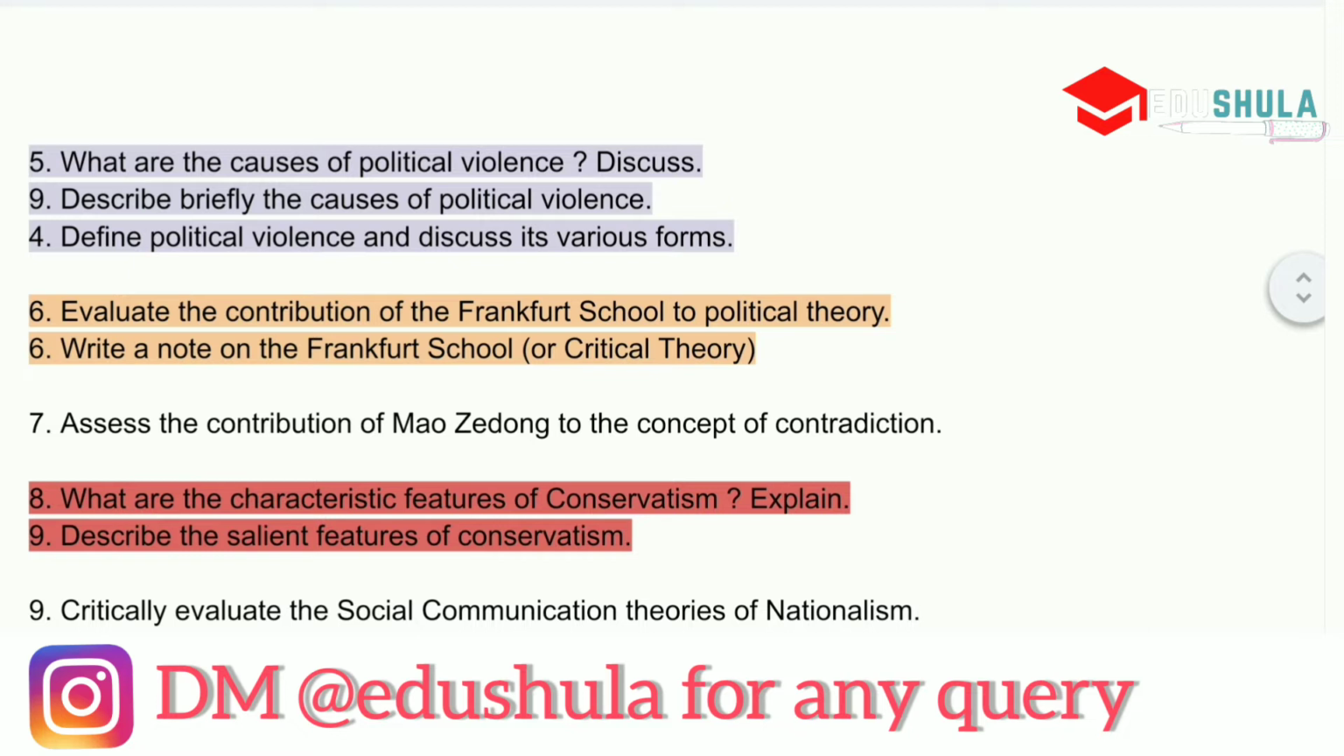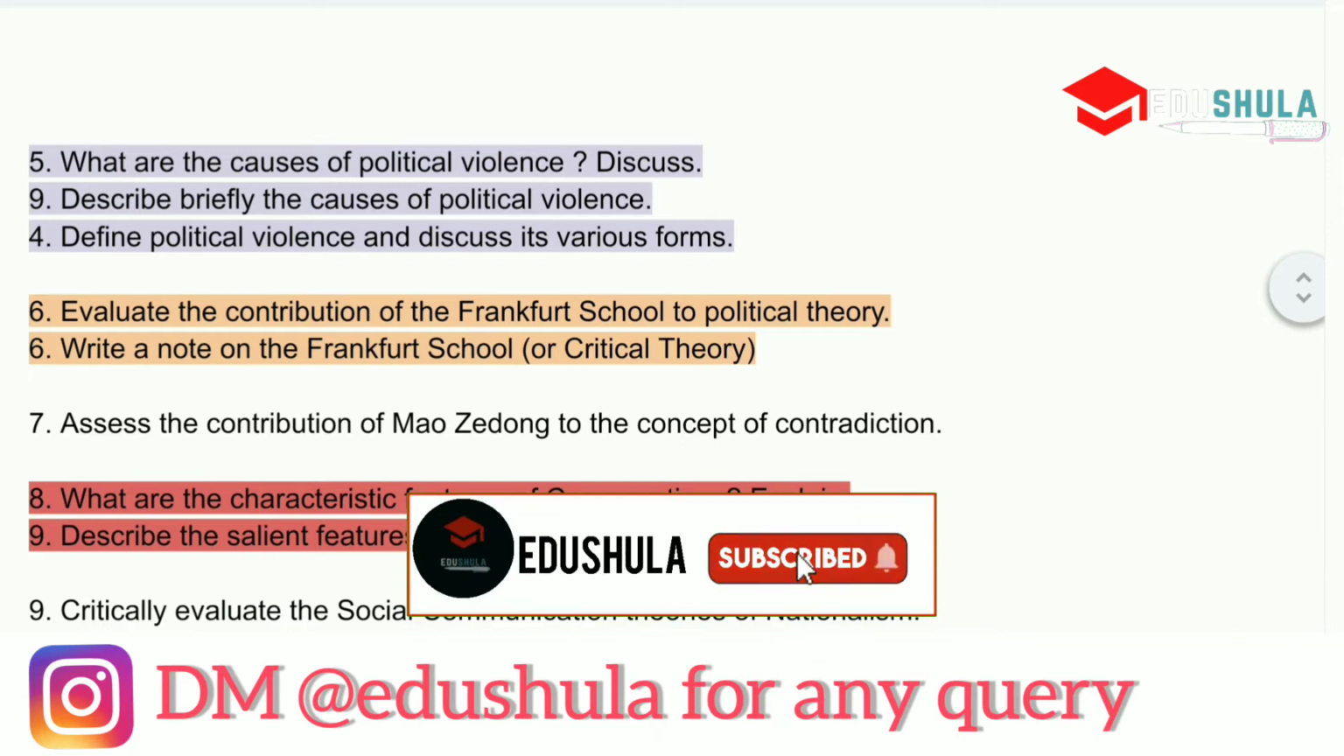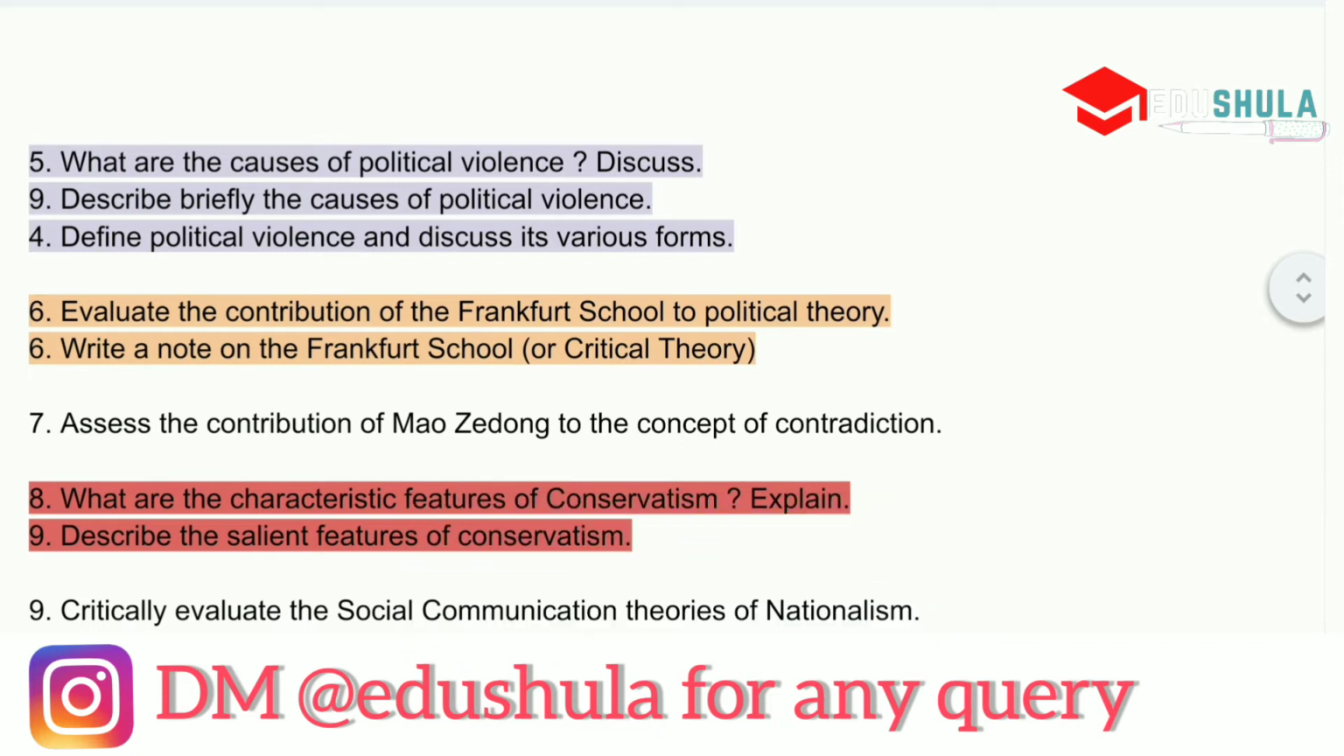Evaluate the contribution of the Frankfurt School to political theory. Write a note on the Frankfurt School or critical theory. Assess the contribution of Mao Zedong to the concept of contradiction. What are the characteristic features of conservatism? Explain. Describe the salient features of conservatism.